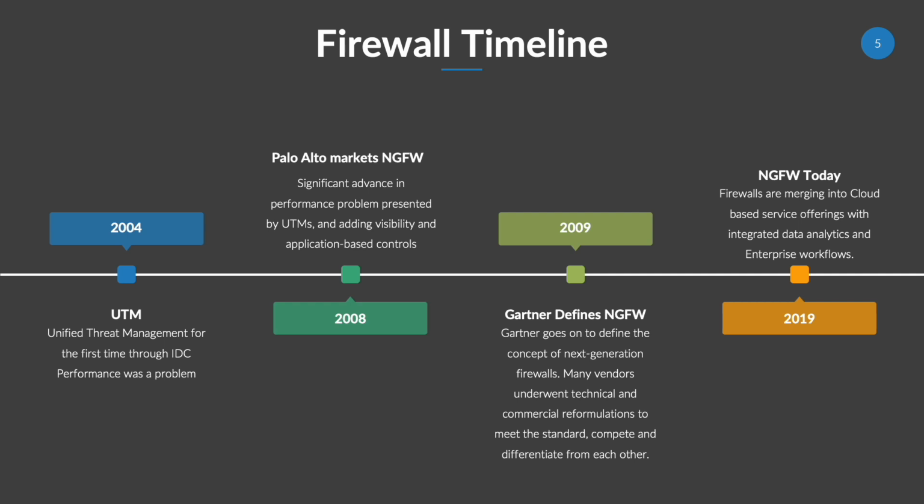So let's jump up to 2008. Palo Alto came out with what was generally considered to be the first next generation firewall. At least they're the first company to use that language in their marketing literature. It was an impressive product, and they were definitely a market leader.